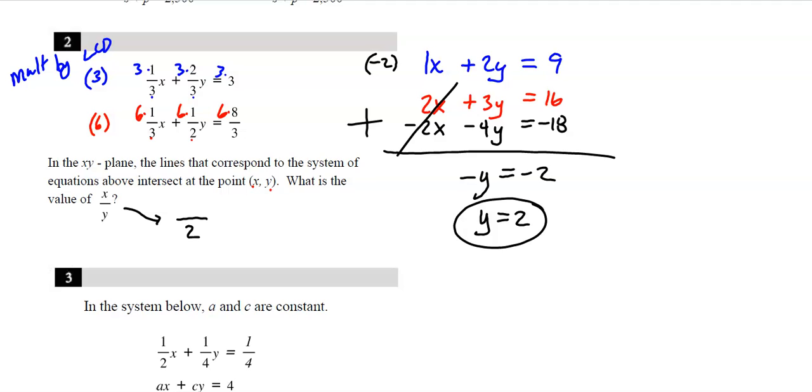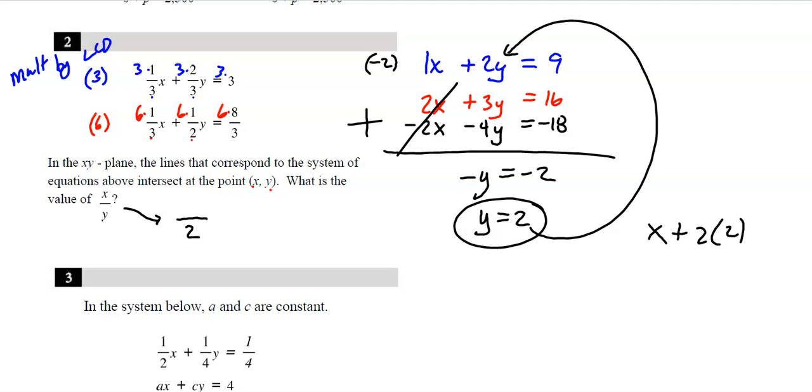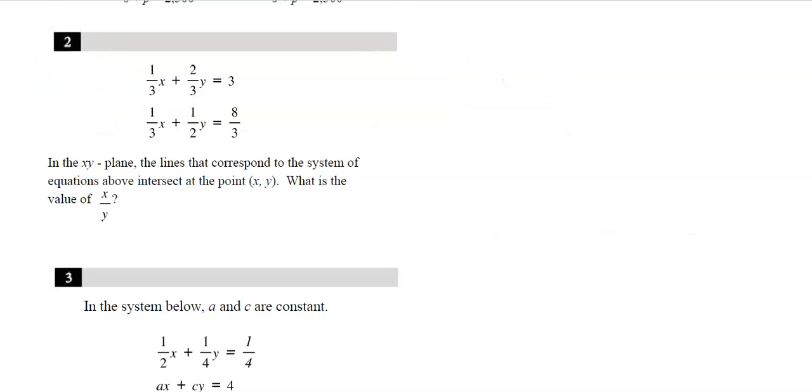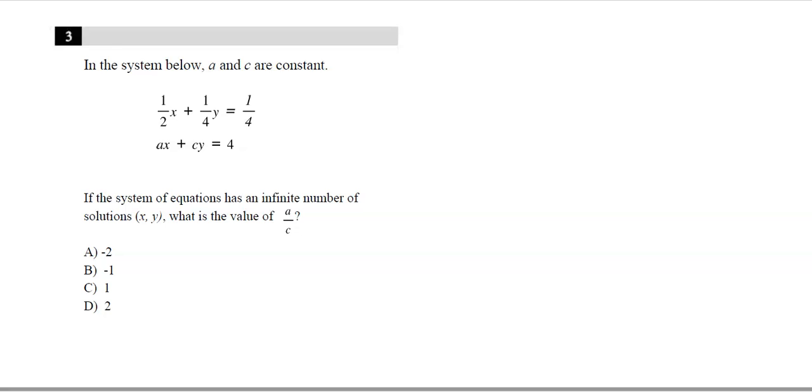Now to get x, I want to substitute that back into one of these equations. I'll use the top one. x plus 2 times 2 equals 9, or x plus 4 equals 9, or x equals 5. So the correct answer to this problem is 5/2, or you could probably put 2.5, and that will be acceptable. All right, number 3, again, I see some fractions, don't like it.